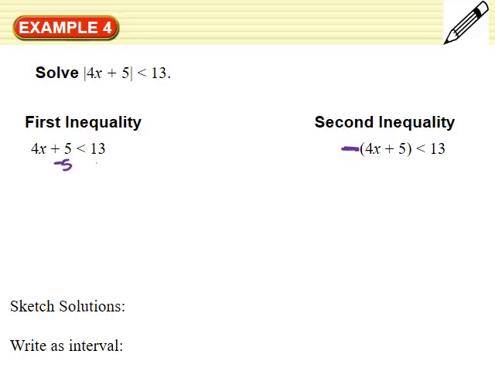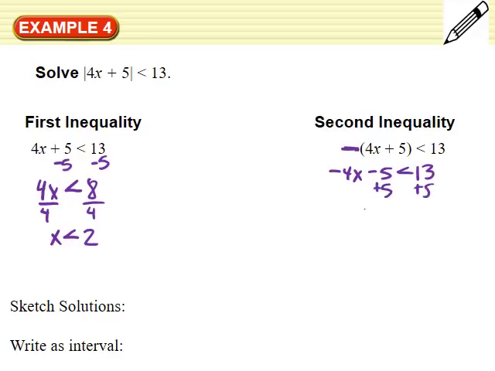Now we want to solve these inequalities similar to the way that we solve equations. And in this case, I end up with x is less than 2. Pretty straightforward. On this one, be careful. I'm going to distribute my negative sign, which means I'm now going to add 5 to both sides. And then I'm going to divide by negative 4.